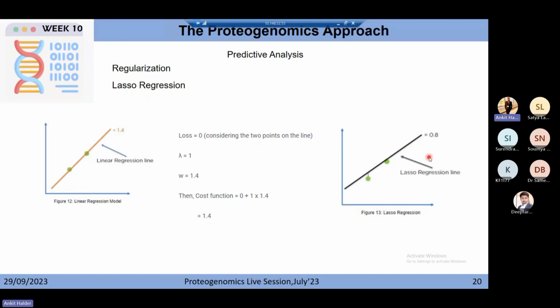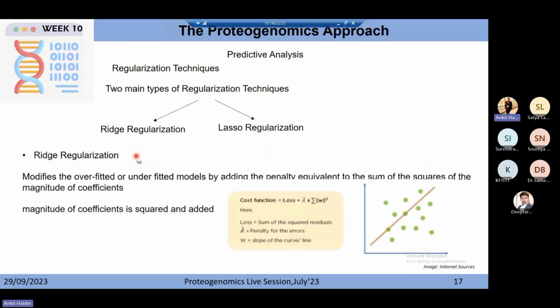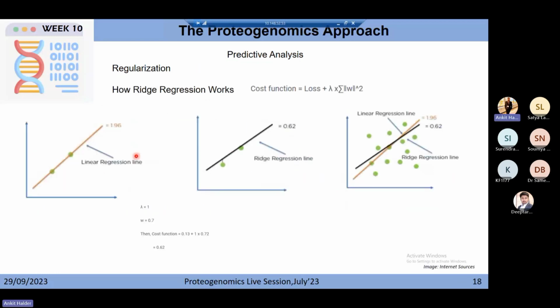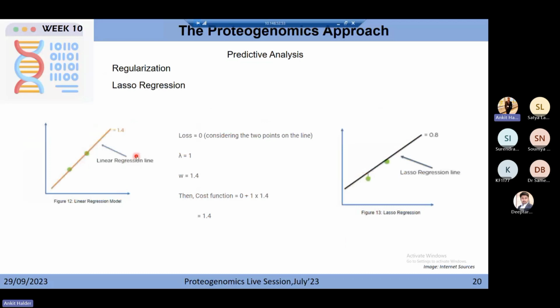So one will take the squares of the weights of the coefficients and the other will be the sum of the absolute values of the coefficients. So here is the major difference. One is taking the sum of the absolute values of the coefficients, whereas one is taking the sum of the squares of the magnitude of the coefficients. So this is the major difference between your ridge regression and your lasso regression, or the regularization.